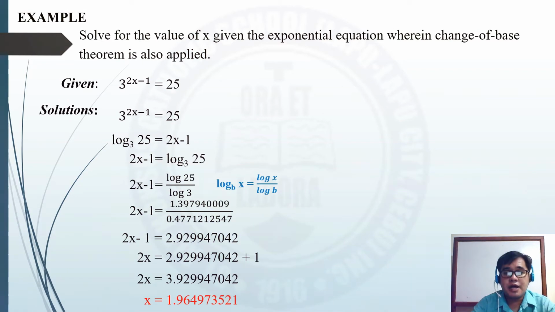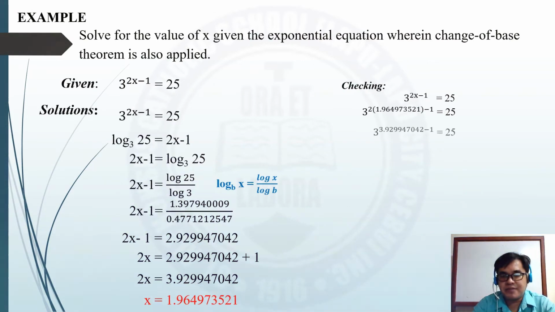1.964973521. Now to check, in order for this value of x to be the solution, it must make our equation a true mathematical statement. So we will be copying the given first and substitute the value of x, which is 1.964973521, and simplify this left side of the equation by multiplying first 2 and the value of x.